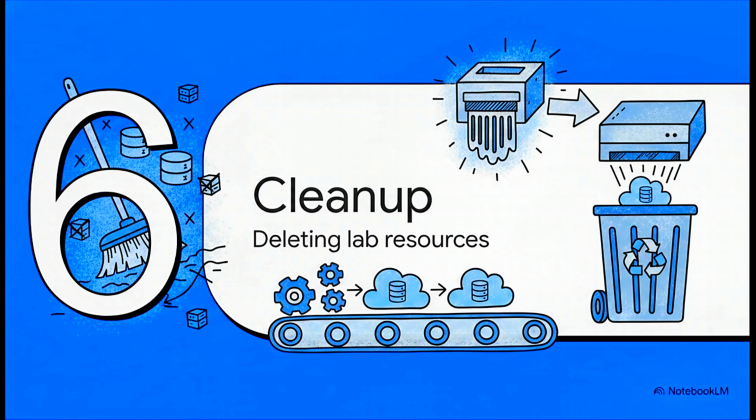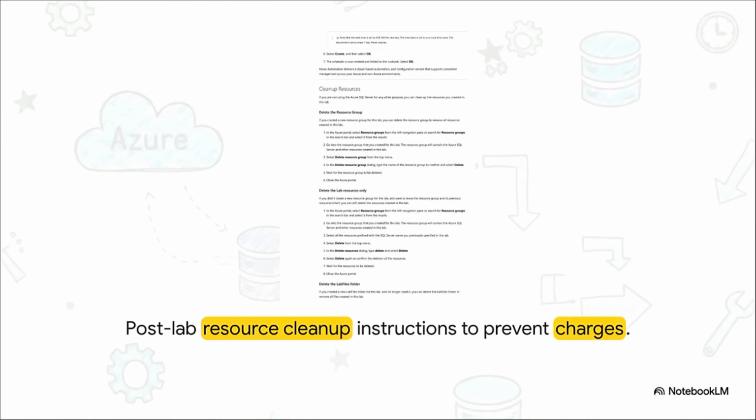Finally, we reach Phase 6, cleanup. Proper lab hygiene is absolutely critical, folks, because this is just a lab environment. We definitely don't want to leave resources running indefinitely, or you're going to rack up some unnecessary Azure charges. The lab document explicitly walks you through how to clean all this up. The easiest method? If you created a dedicated resource group for this lab, just go into the Azure portal, find that resource group, and hit Delete. That wipes out the SQL Server, the database, and the automation account all at once. Always remember to clean up your playground when you're done.